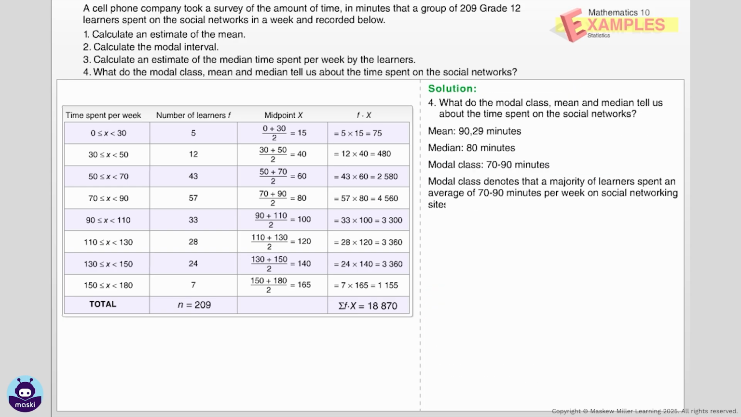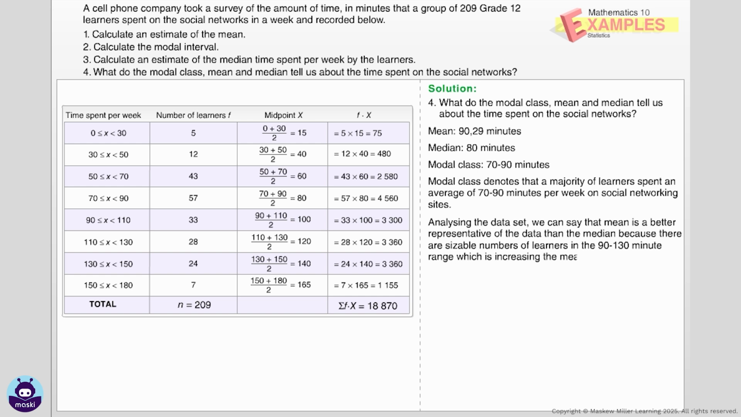Modal class denotes that a majority of learners spent an average of 70 to 90 minutes per week on social networking sites. Analyzing the data set, we can say that mean is a better representative of the data than the median, because there are sizable numbers of learners in the 90 to 130 minute range, which is increasing the mean value to 90 minutes. Both mean and median lie in the modal class 70 to 90 minutes. Hence, the data is well distributed.